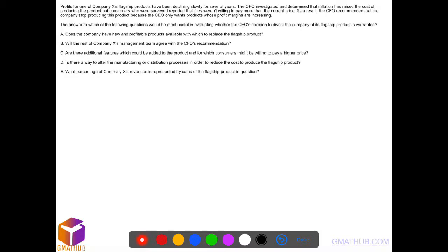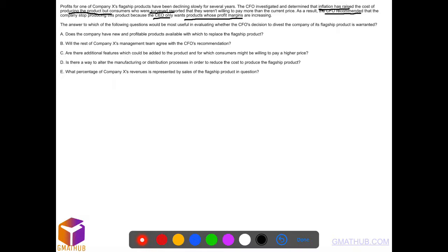Let's take one more example. In this paragraph, the CEO says only the products whose profits are increasing will be kept. Otherwise, all other products would be discontinued. Now, the CFO has to make a recommendation to the CEO. The product we are talking about, its production cost is rising, but the price that the customers will pay is not increasing. They are not willing to pay more. So the profits are going to go down, obviously, and the CFO has to make a decision.